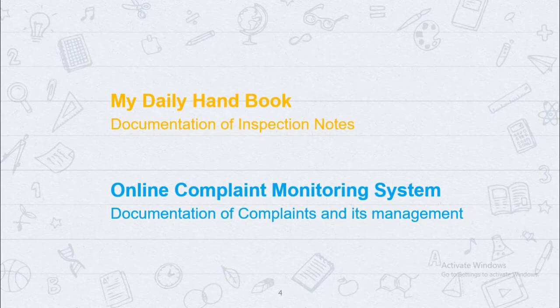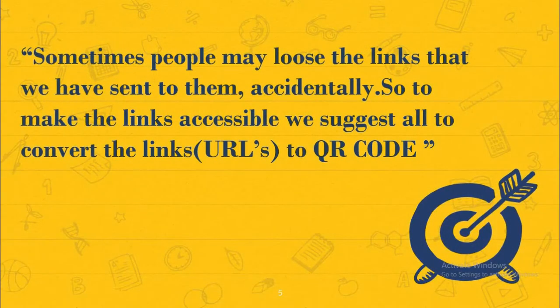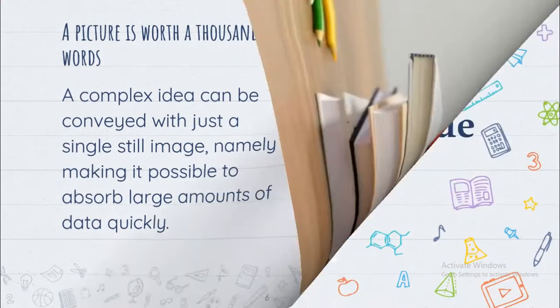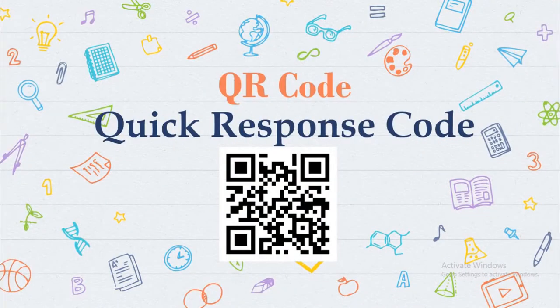So how do we share the link other than by digital media? Sometimes people may lose the links that we have sent to them accidentally. To make the links accessible, we suggest converting the links, that is the URLs, to QR code. A picture is worth 1,000 words. A complex idea can be conveyed with just a single still image, making it possible to absorb large amounts of data quickly. That is what is happening with the QR code. In short, we call it QR code. It's quick response code.